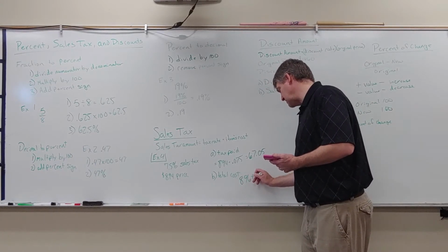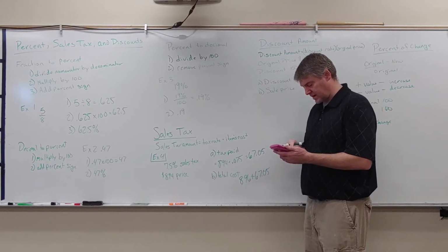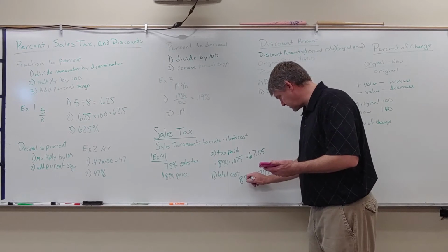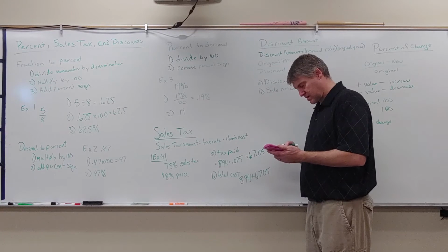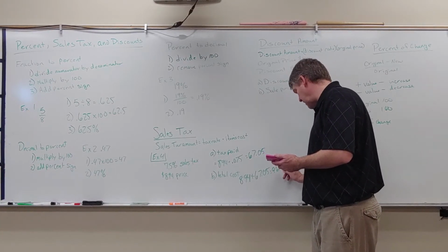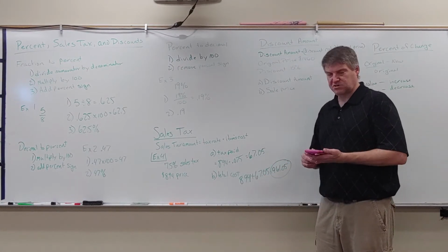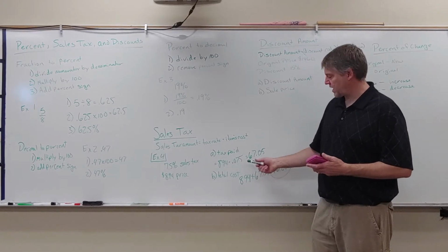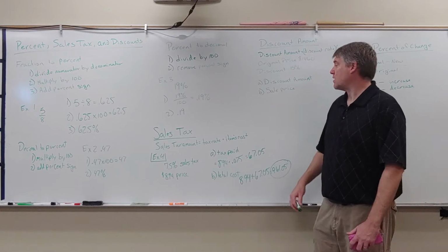Okay? Now, for my total cost, I'm going to take my original and add my sales tax. So I'm going to add 894, not 96, 894 to that, and I get 961.05. So this is how much I have. So when you go to the store and you want to buy something, every time you buy something for $1, you have to add 7.5 cents. Okay?